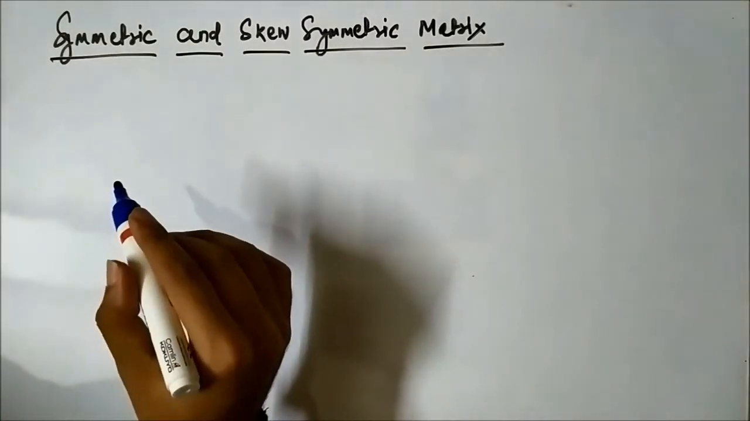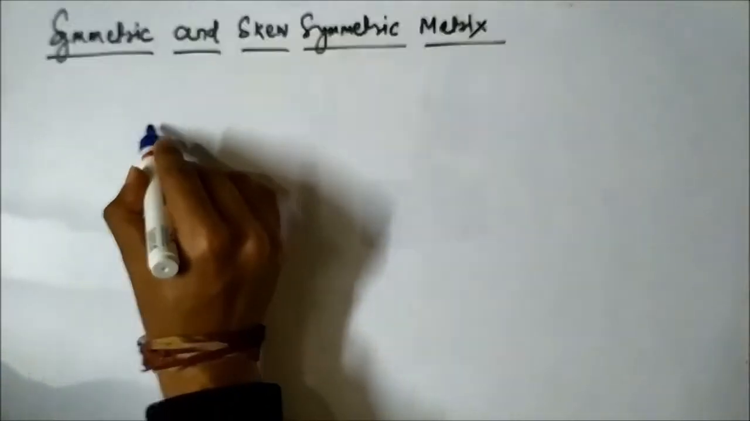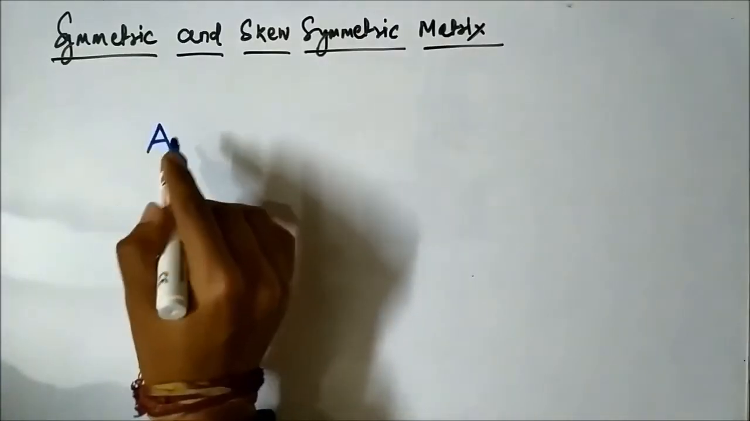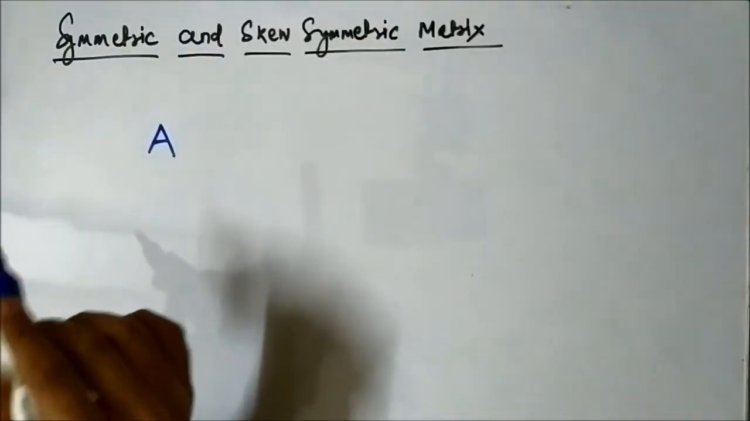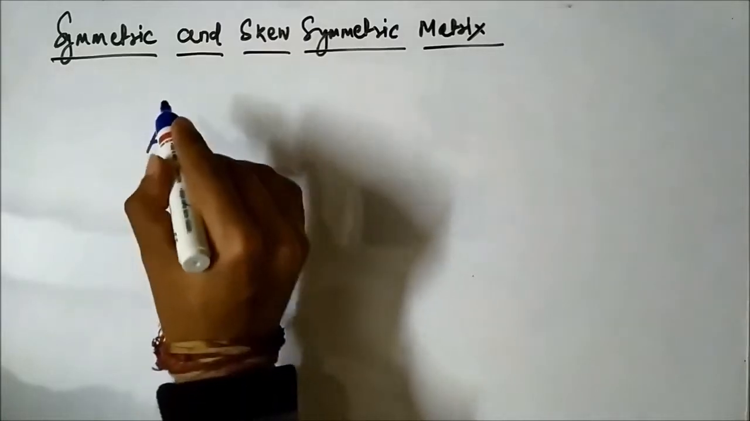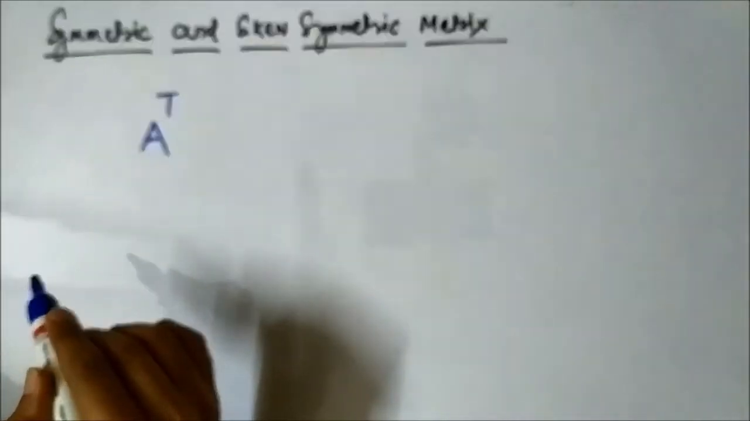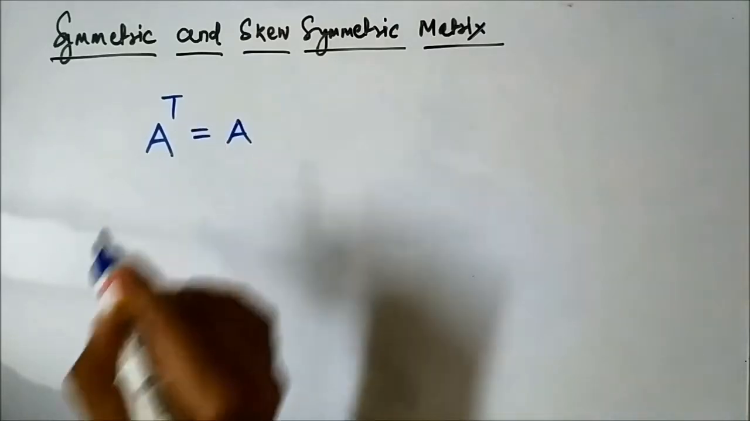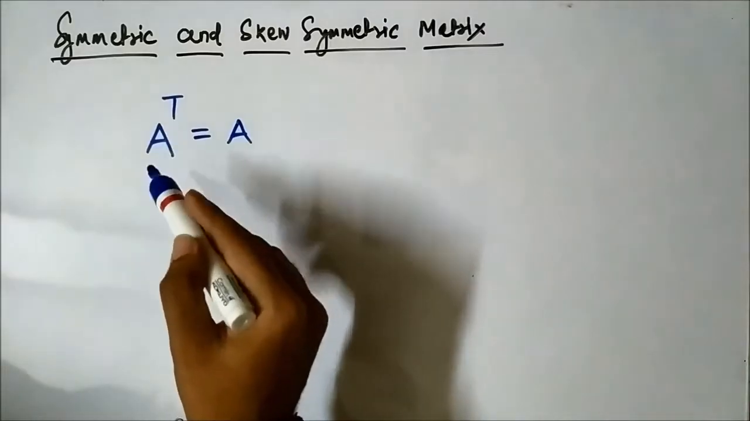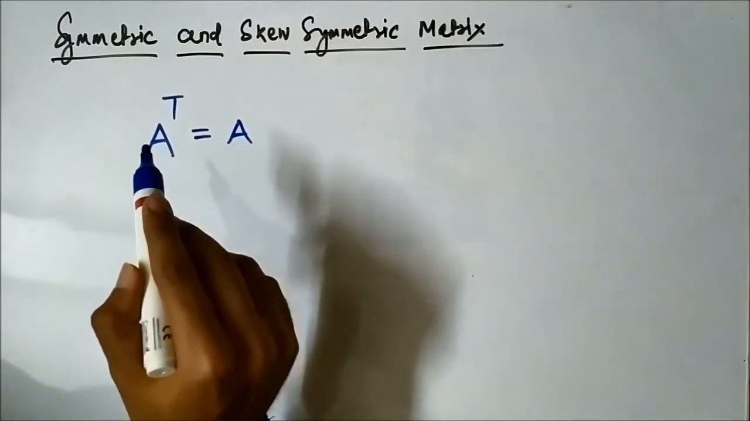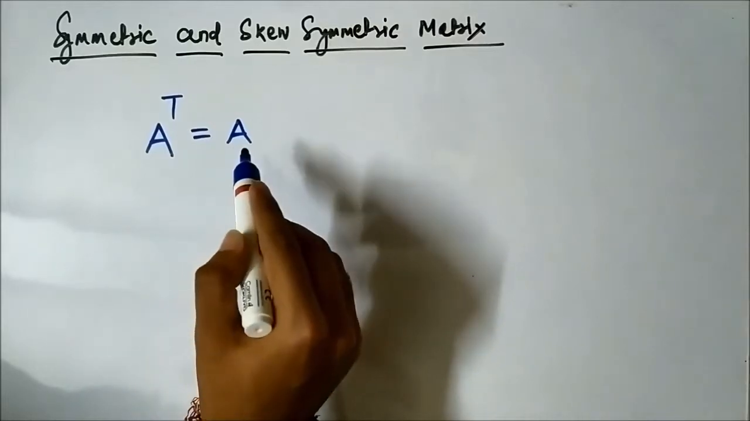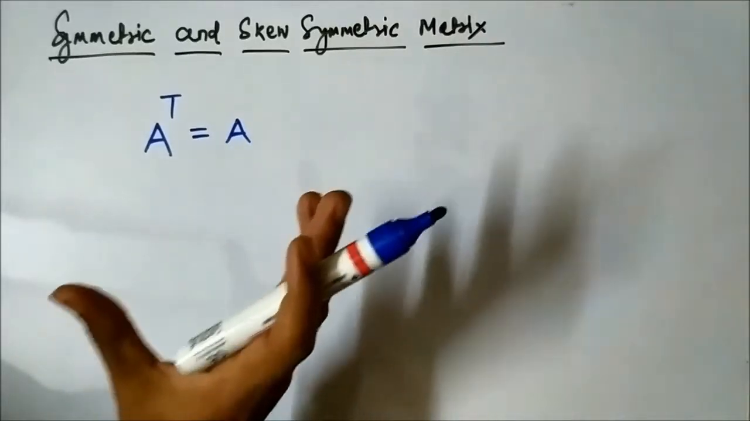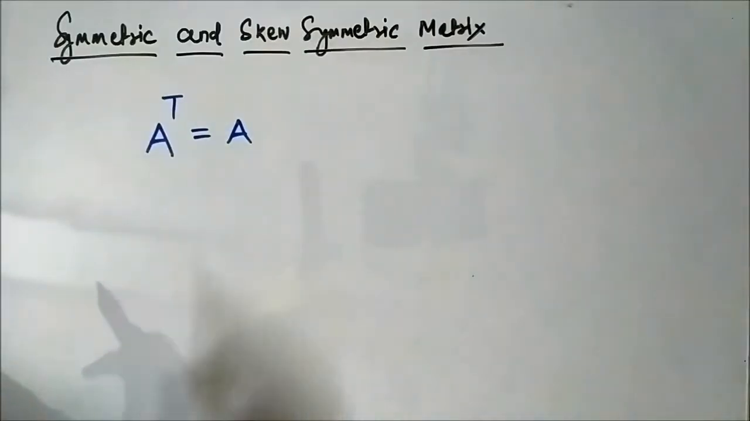Now, a symmetric matrix is one where, let us say we have a matrix A. It will be called symmetric if the transpose of this matrix is equal to the matrix itself. That is, when we calculate the transpose of matrix A, we will get the matrix A again, the same matrix again. Let us see some examples of symmetric matrix.